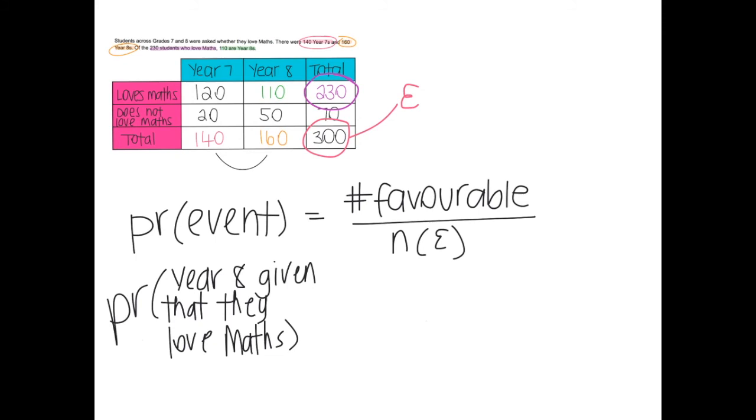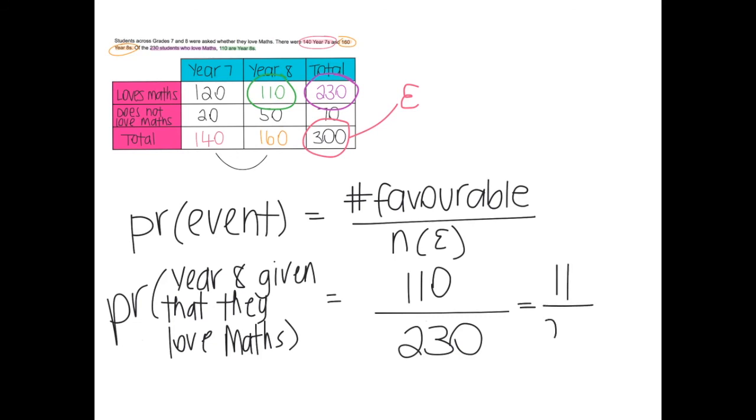Now, you will be writing this a lot more neatly because you will have more space. So the first thing that I'm going to do, because it has changed from that 300, I'm going to look at what my universal data set is now, and that is, in purple, 230. And if I look across, in that same row, there are 110 Year 8 students, and that is in that green section, 110 who do love maths. And those are both divisible by 10, so I'll end up with 11 over 23. The probability of me selecting a Year 8 student, given that they love maths, which means choosing a Year 8 student out of everyone who does love maths, is 11 over 23.